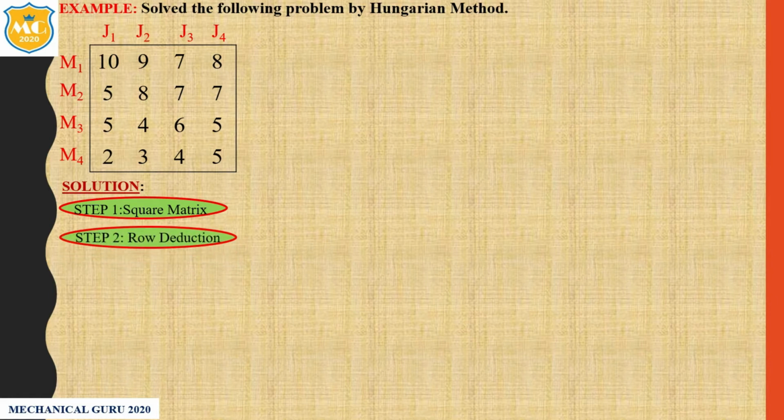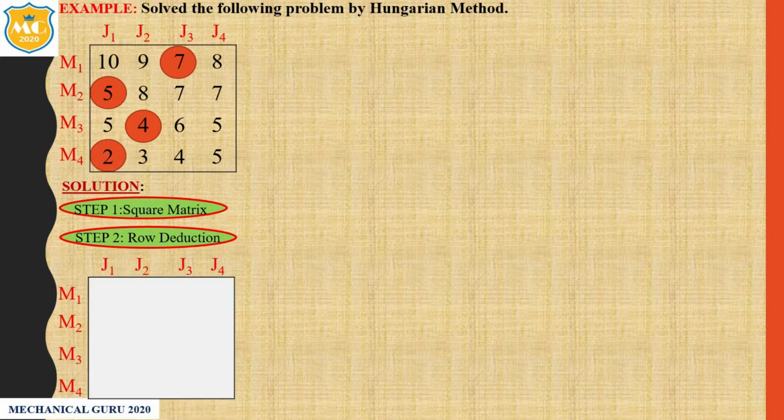In the row reduction, simply subtract the smallest element of each row from all the elements of that row. So there will be at least one 0 in each row. Starting from the first row, the minimum number is 7. Second row minimum cost is 5. Third row minimum cost is 4. And the last row minimum cost is 2. So just subtract it, and here we get the new matrix.